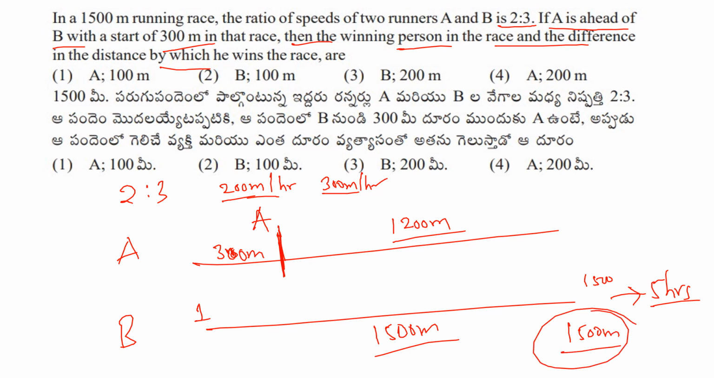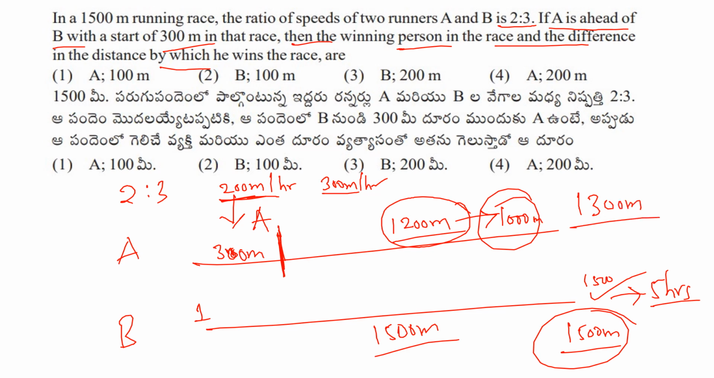So in the same 5 hours, how much distance will A cover? 200 into 5, 1000 meters. So in this 1200 meters, it will cover only 1000 meters. So when B completes the race, A should be at 1300 meters, right? Because it covers only 1000 meters, then 200 meters are left in the race. Total 1500 meters minus 200, total 1300 meters. A will be at the 1300 meter point. So who wins the race? Obviously B wins the race.